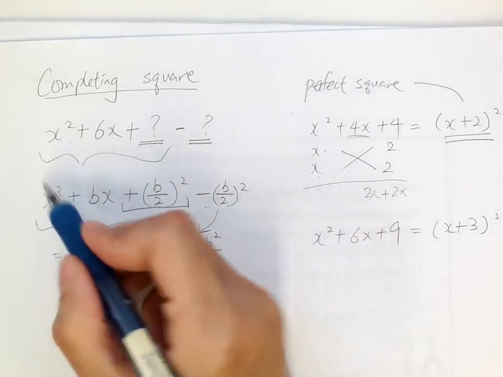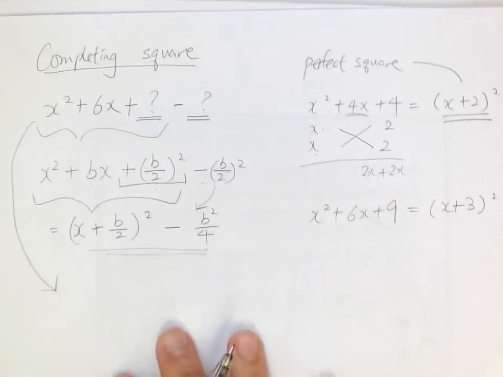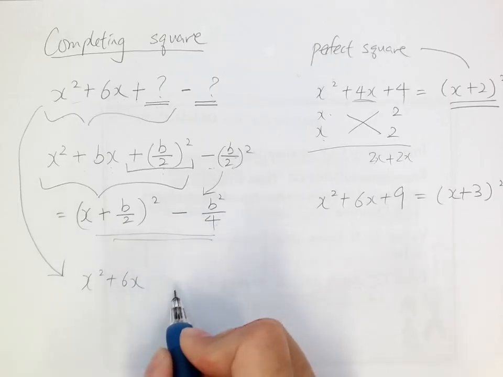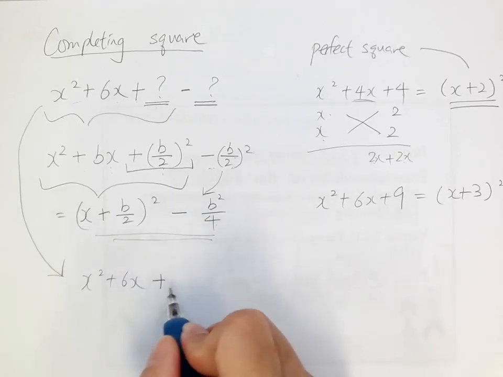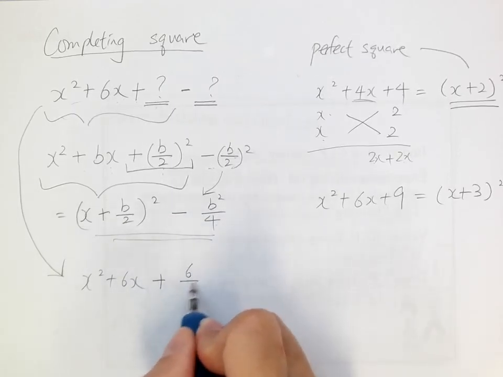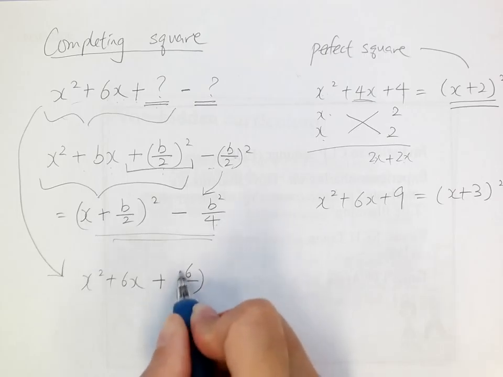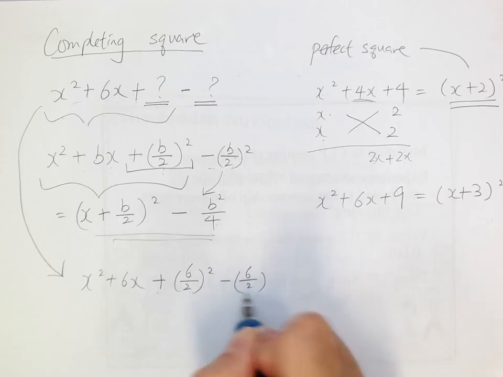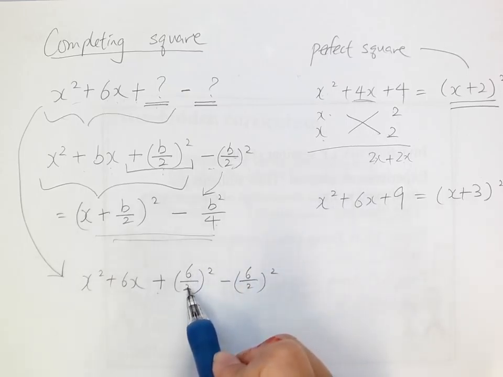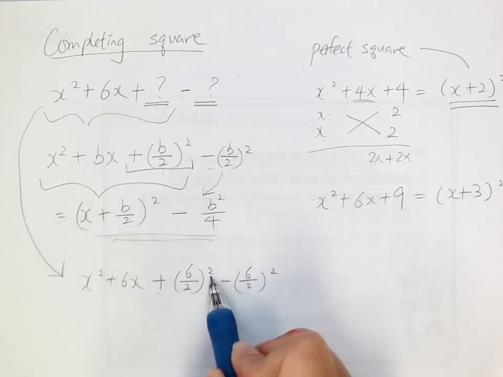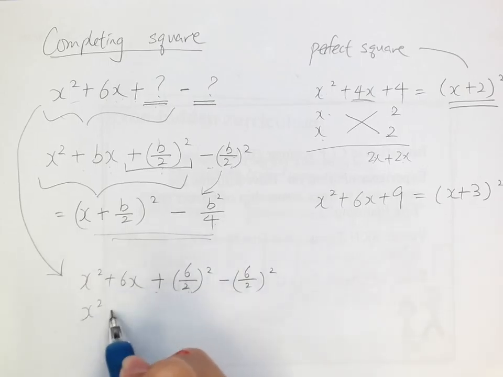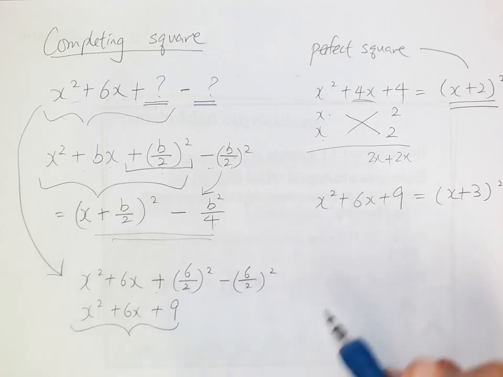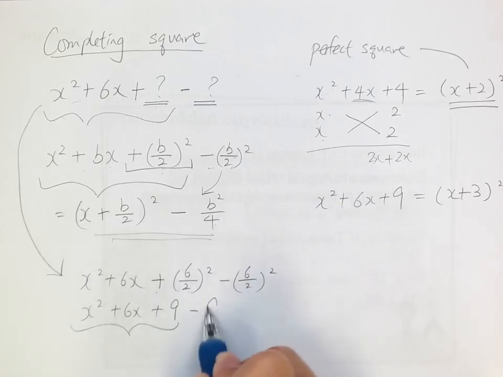Okay, let's go back to my question. I need to complete the square of x squared plus 6x. So I'm going to add the third term, which is (6 over 2), that is (b over 2) all squared. So I need to subtract it back as well. 6 over 2 is 3. 3 squared is 9. I will have x squared plus 6x plus 9, which can be factorized perfectly, minus 9.